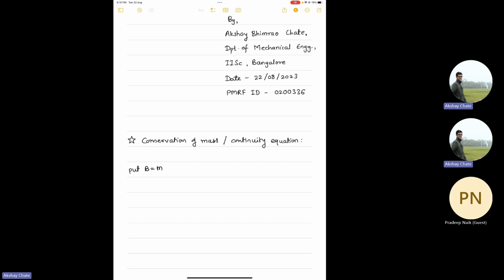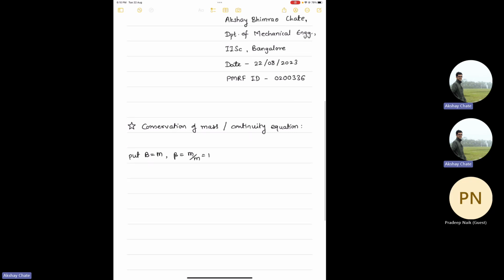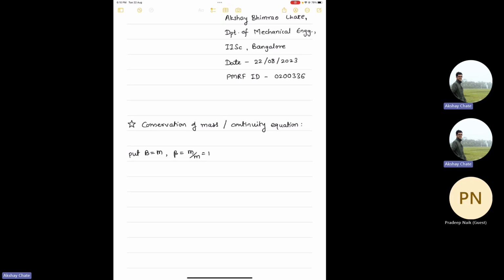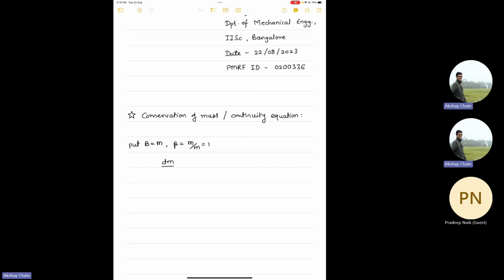So we put B equal to the mass of the system, and then your intensive property becomes mass divided by mass, which is 1. Putting them in the RTT equation, dm/dt of your system will be equal to d/dt of the integral over the control volume of rho dV, plus the surface term, which becomes simply the integral of rho V_r dot n cap dA. So basically, in place of beta you put 1, and in place of capital B you put m.